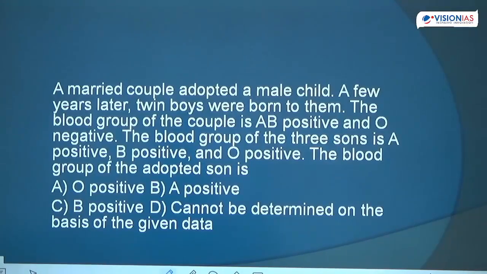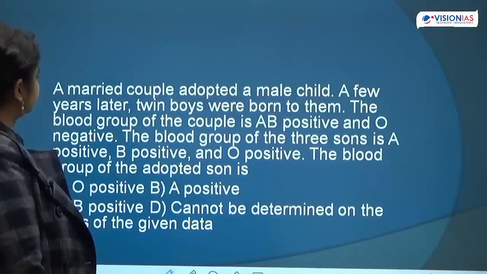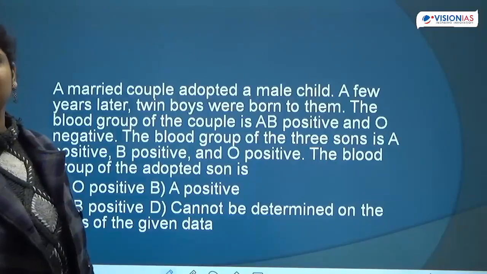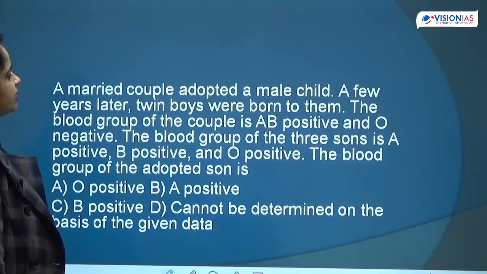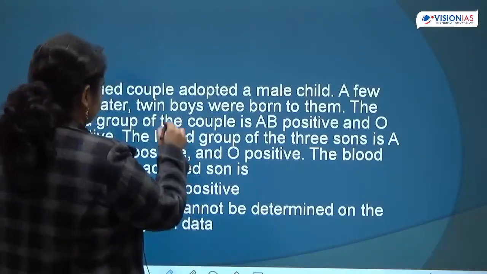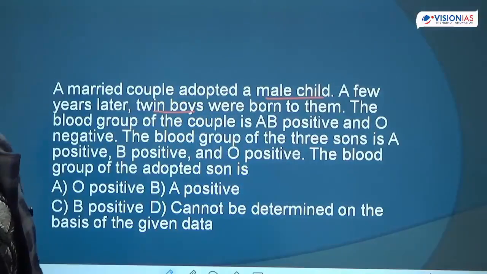Okay, the answers which I am getting are O positive and A mostly. Okay, it's good if you've come to this answer. Let's read the question. A married couple adopted a male child. A few years later, twin boys were born to them. Okay, so now they have 3 children, twin boys and a male child. So 3 male children they have.